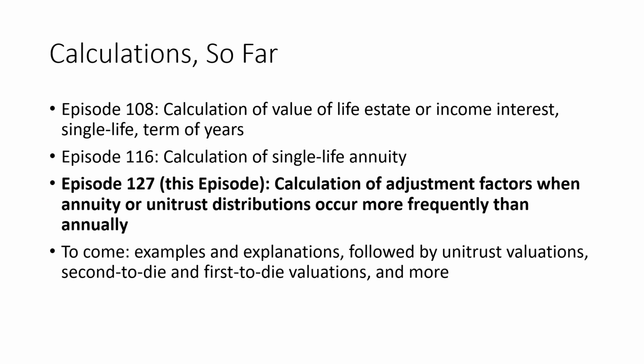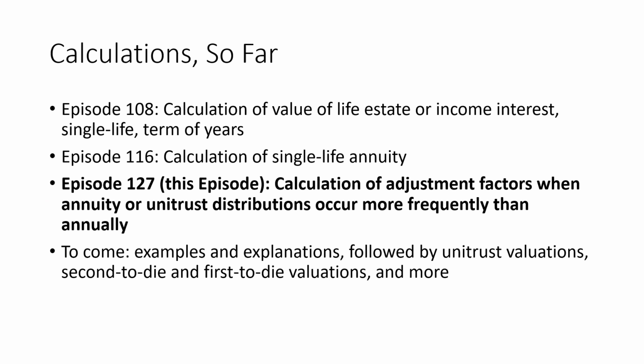If you want to go back and look at more of the calculations series, I refer you back to episode 108, where we talked about just simple life estates and income interests that are calculated over a single life or over a term of years. That was a fairly simple calculation. We stepped up a little bit in complexity in episode 116, where we calculated a single life annuity. And as a natural continuation of the calculation of a single life annuity, as we left off, we looked at the fact that you may have to adjust certain factors when the annuity is payable more frequently than annually.